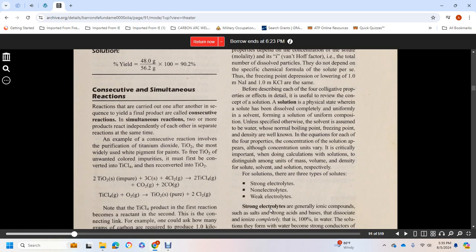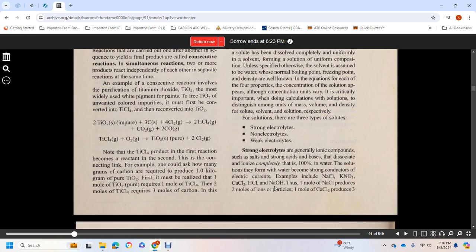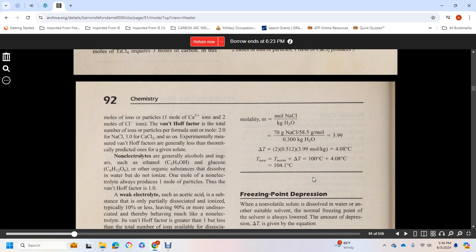For solutions, there are three types of solutes: strong electrolytes, non-electrolytes, and weak electrolytes. Strong electrolytes are generally ionic compounds, salts, and strong acids and bases, which dissociate into ions completely, that is 100%, in water solution, making the water a conductor of electric current. Examples are sodium chloride, copper nitrate, calcium chloride, hydrochloric acid, and sodium oxide. Thus 1 mole of sodium chloride produces 2 moles of ion particles, and 1 mole of calcium chloride produces 3 moles of ions: 1 mole of calcium 2+ ions plus 2 moles of chloride 1- ions. The Van't Hoff factor is the total number of ion particles per formula unit: 2 for sodium chloride and 3 for calcium chloride.